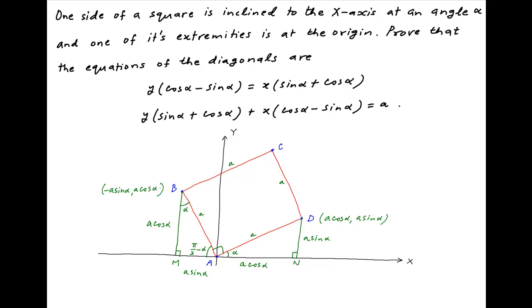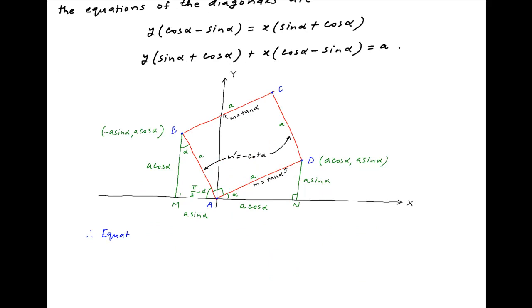Now, since the side AD makes an angle alpha with the positive direction of the x-axis, therefore, the gradient of the line AD, let's call it m, is equal to tan alpha, and therefore the gradient of the line BC, which is parallel to AD, is also equal to tan alpha. Sides AB and CD of the square are perpendicular to AD, and therefore their gradient is equal to minus 1 upon tan alpha or minus cot alpha.